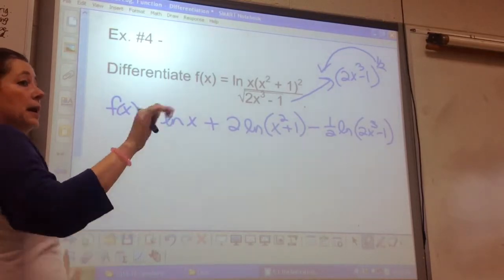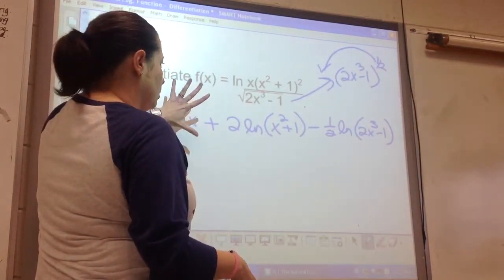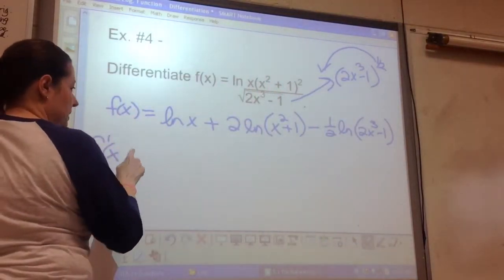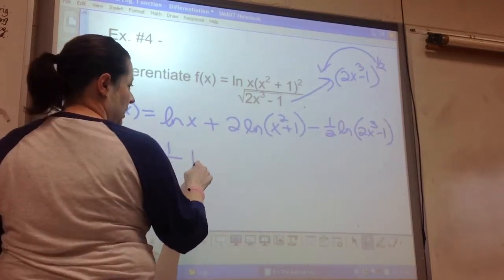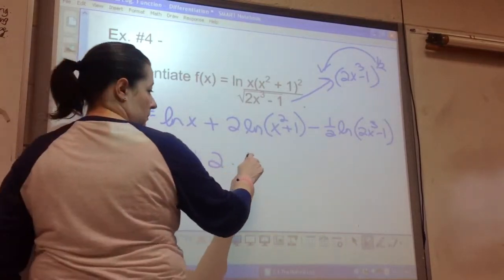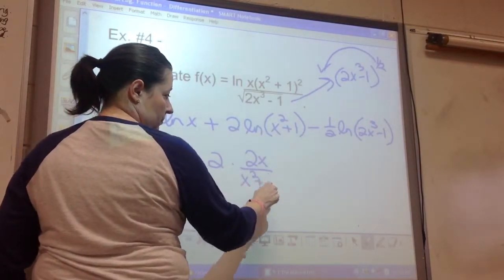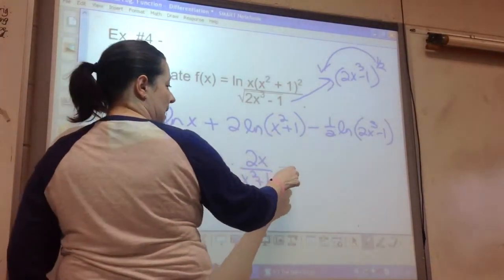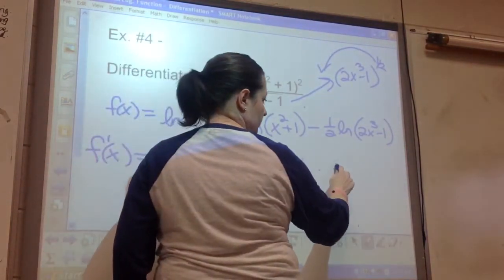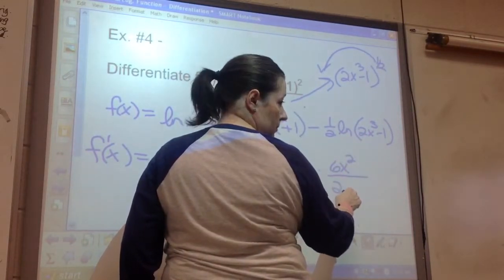Now it's easy, because now we got it in parts. So we'll do derivative, derivative, derivative. So, 1 over x plus 2 times 2x over x squared, 2 times, plus 1, minus 1/2 times 6x squared over 2x.